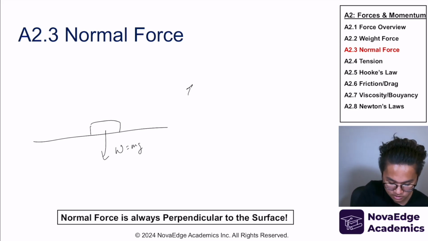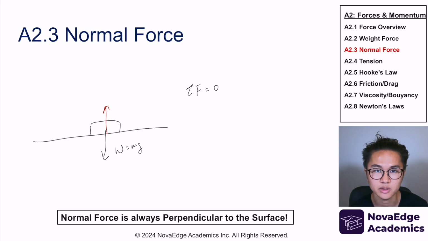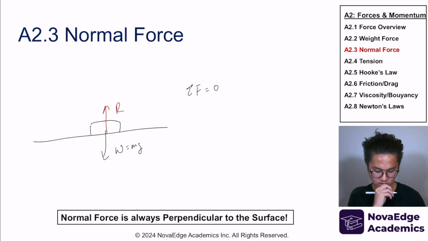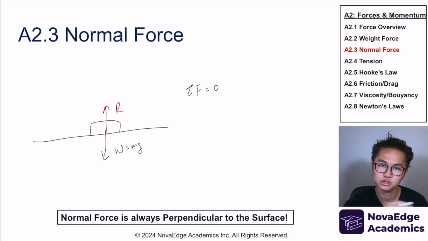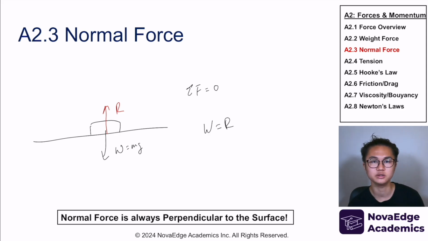So if the net force is equal to 0, that means there has to be a force that's going up that's canceling it out with the same magnitude. This is what we call the normal force. So the normal force is a reaction force. It comes because there is a weight force that's being pushed onto the table. So the table will push it back with a normal force that's equal to the weight force in this scenario.